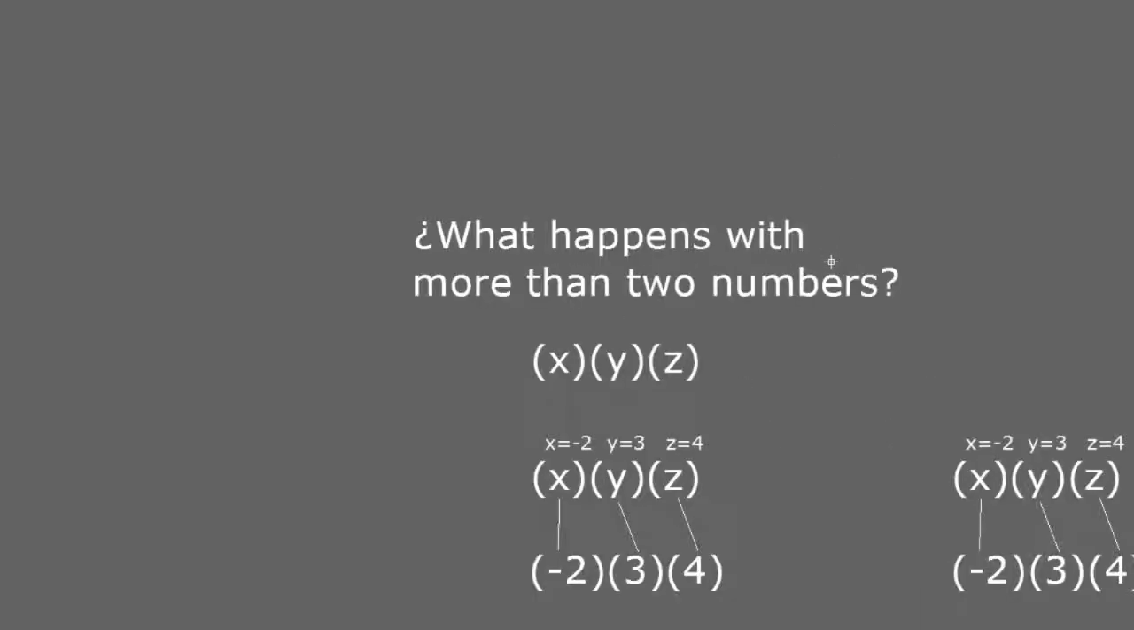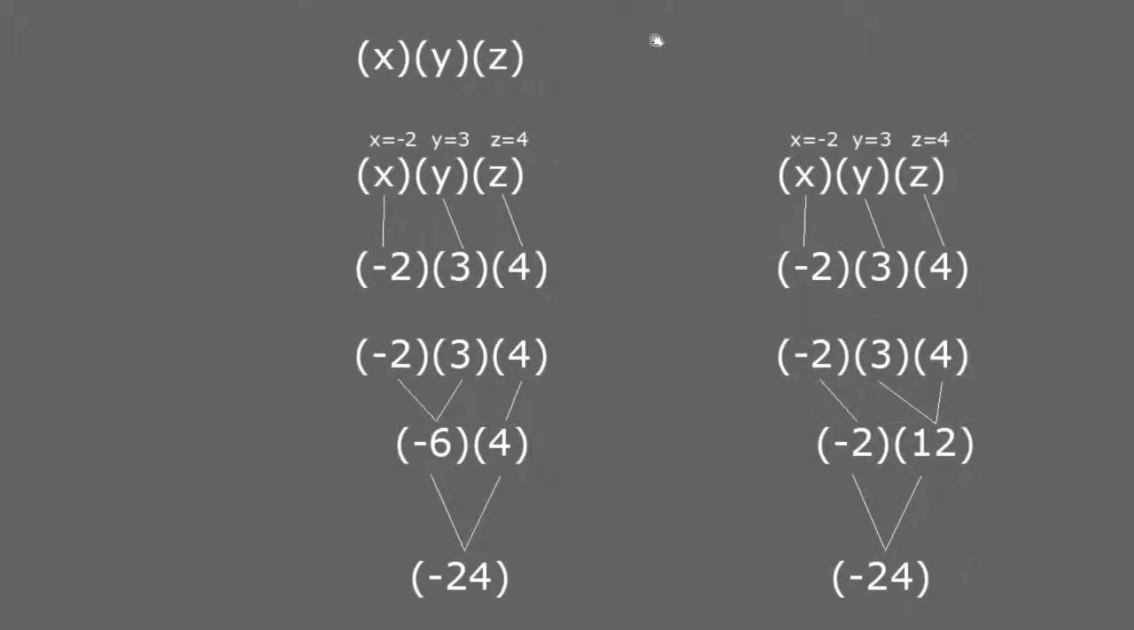Now, what about if we have more than 2 numbers? Well, the same rules apply here. It just depends on which ones you want to multiply first. Here we have x times y times c. So the result is going to be the same no matter what order of multiplication I choose. That is a property of multiplication.